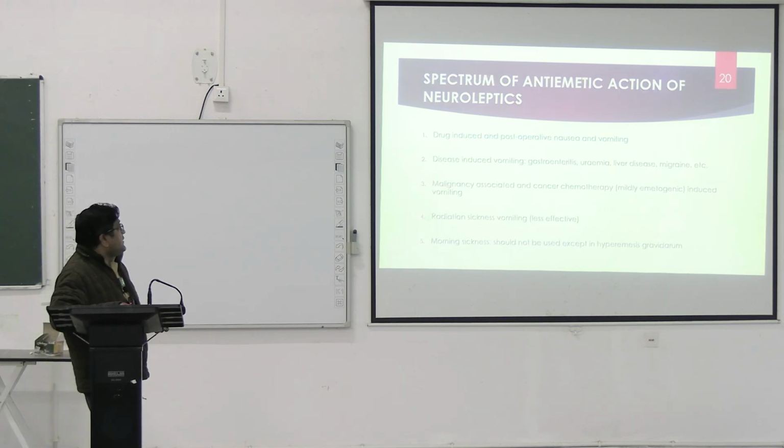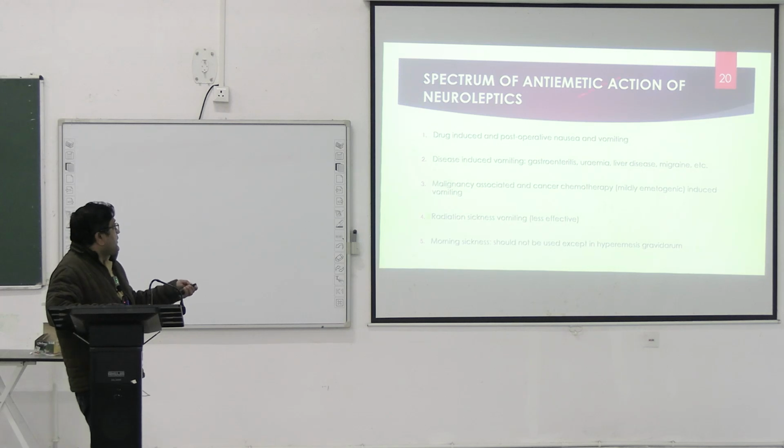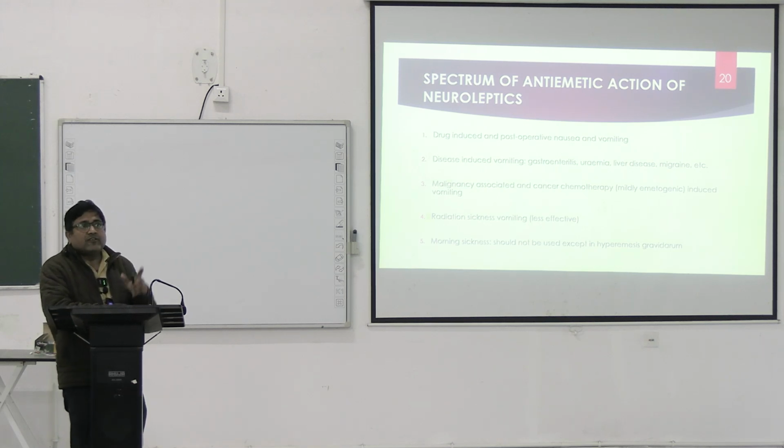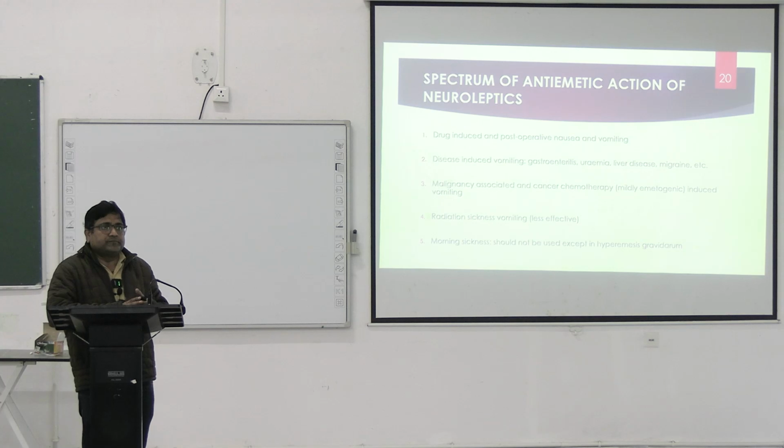Spectrum of anti-emetic action of neuroleptics: in which type of vomiting can they be used? Drug induced and post-operative nausea and vomiting, they can be used. In disease induced vomiting, like in liver failure or renal failure, malignancy associated and cancer chemotherapy induced vomiting, they can be used. In radiation sickness vomiting, they are less effective. In morning sickness they should not be used except in case of hyperemesis gravidarum.